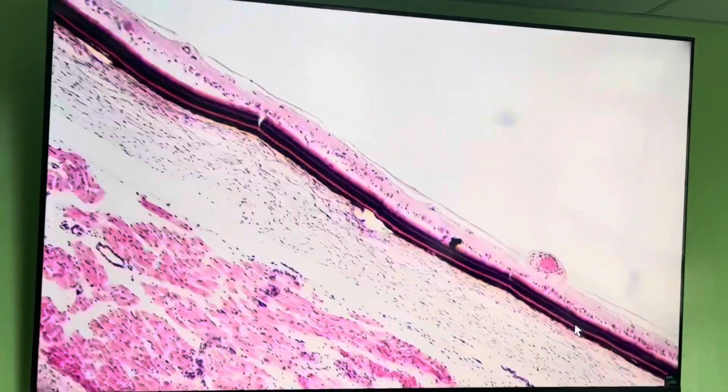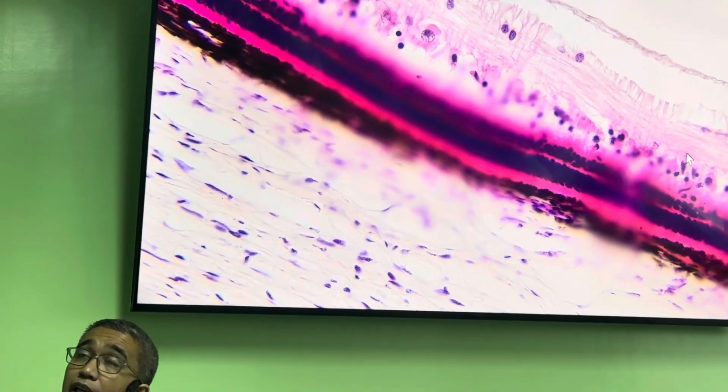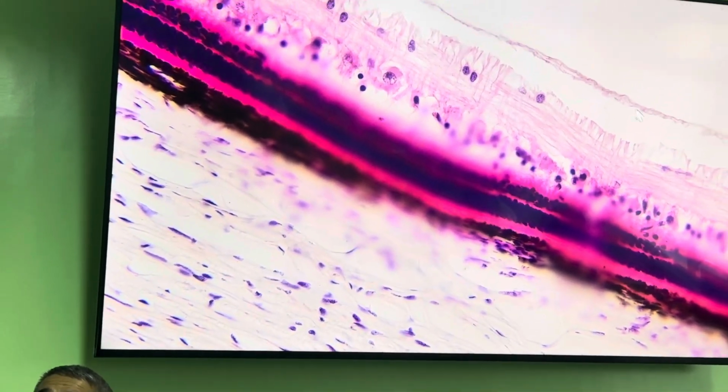I would see some difficulty in identifying the correctness of the layers. We have here the choroid. This one, I'm not sure if we can identify the rods and cones, but on the other slide, we would be able to identify. So we have the nuclear layers over here. We have the ganglion, and then we have the limiting membrane.